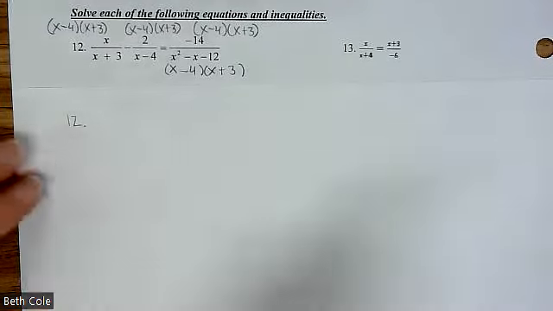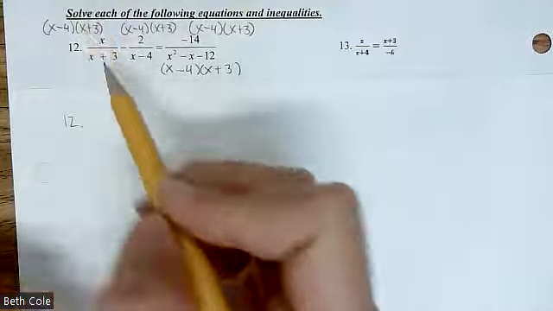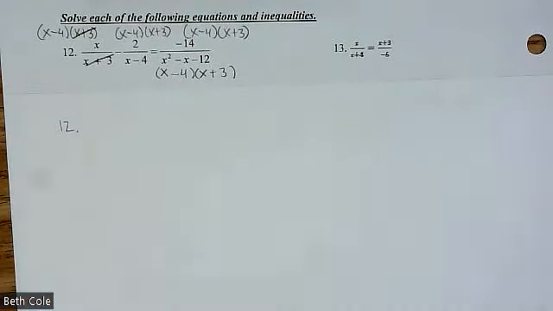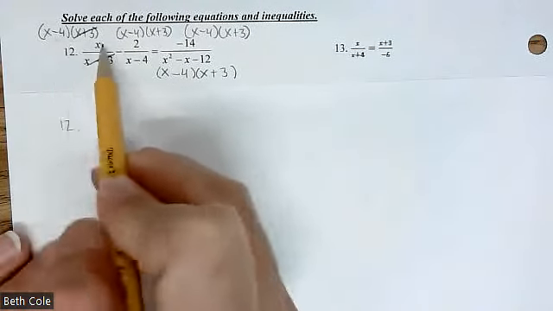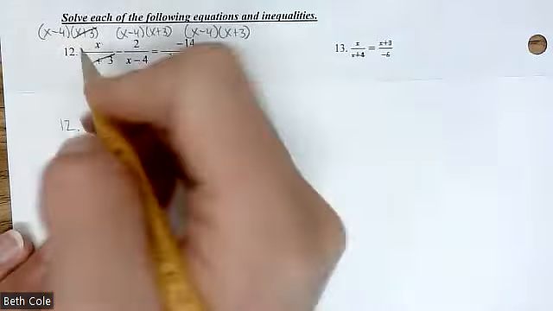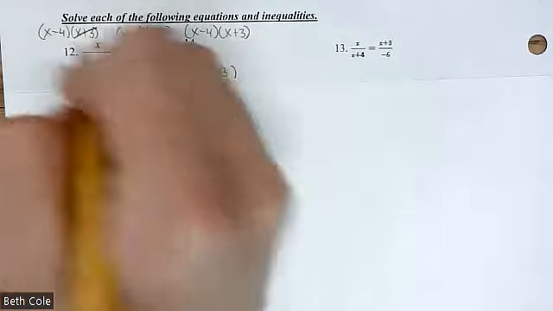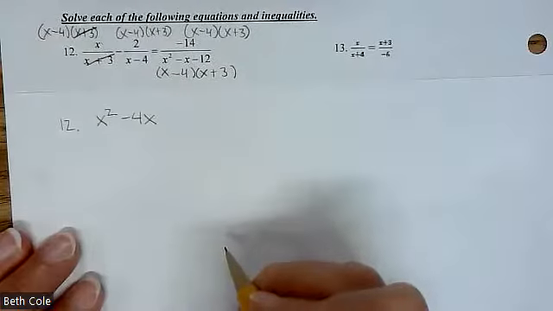So what cancels for the first term there? x plus 3. And then look, you can see what's still there because you wrote it. x times x minus 4. Now you have to distribute, so that'll give you x squared minus 4x. Good.